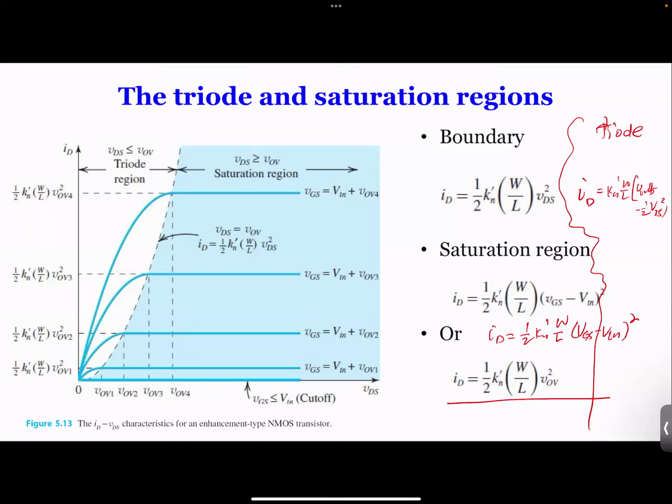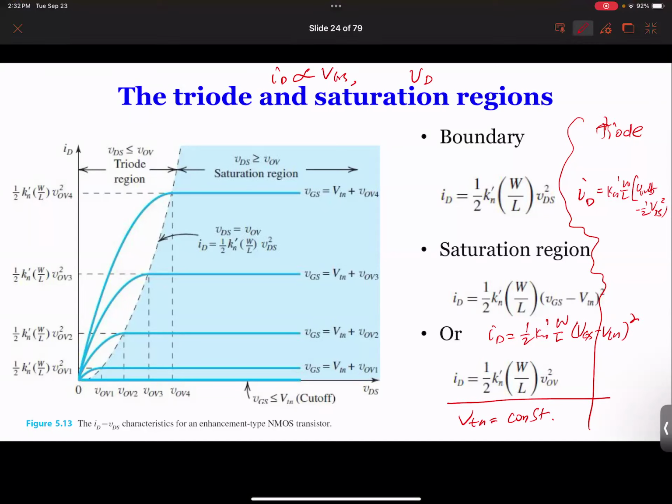Or in the bottom you have this VOV. So you can see that apparently VTN is a constant once the device is made. Therefore, we always say that ID is always a function of VGS, or it can be said ID is a function of VOV. Either way, when VGS changes, ID is going to change.